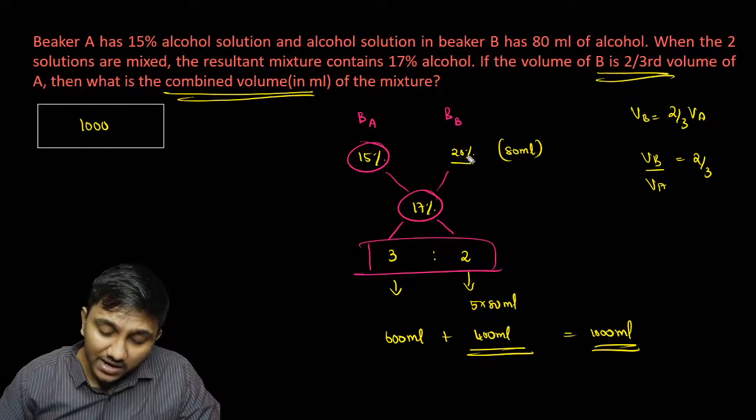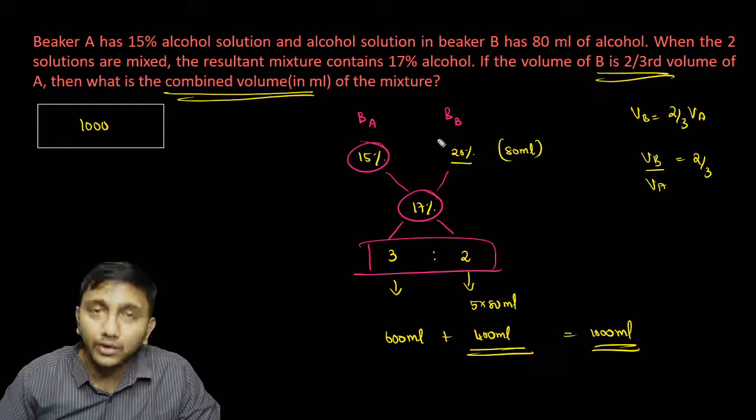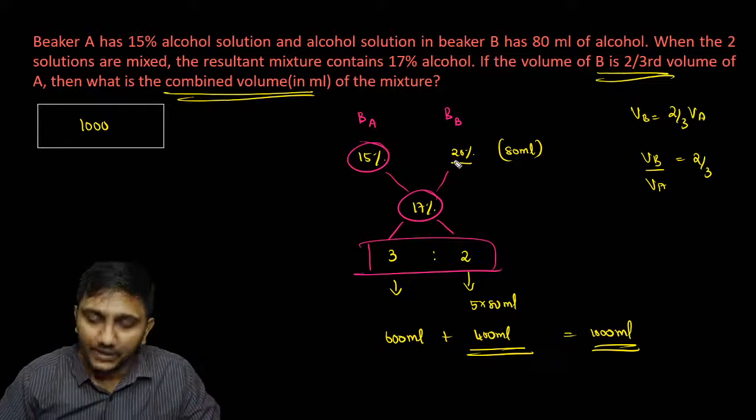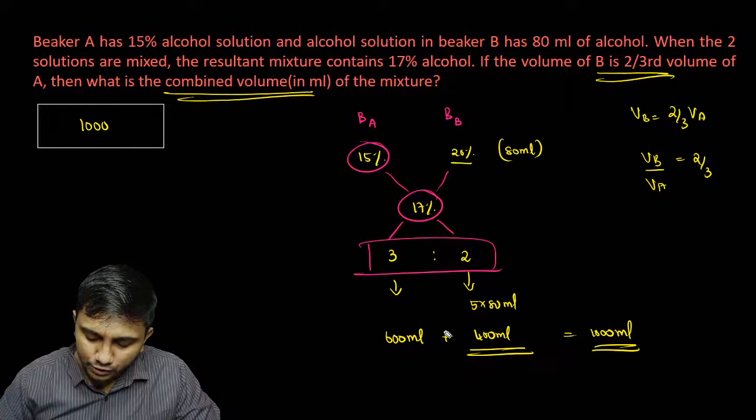This value should be greater than 17 because you already got a value which is less than 17. So greater than 17 means just add 3 to 17, we'll get 20, which is 1/5. So 1/5 was alcohol and that is 80 ml. So total should be 5 into 80, 400. That is two parts. So three parts should be 600.